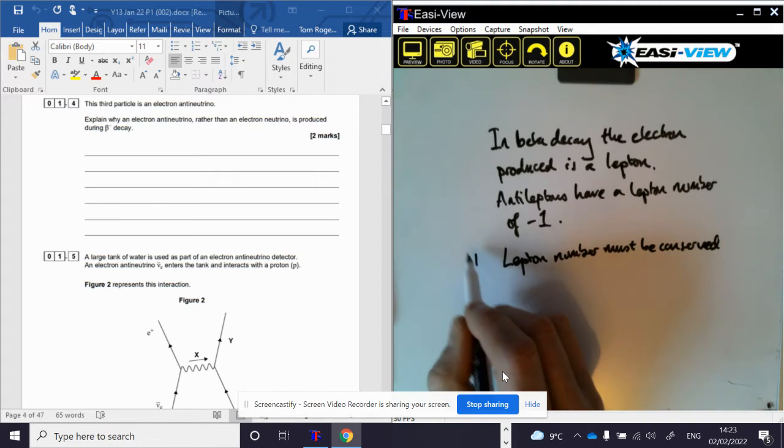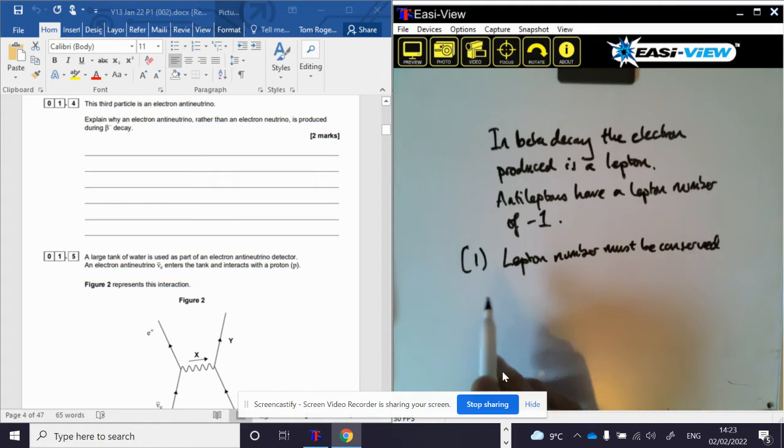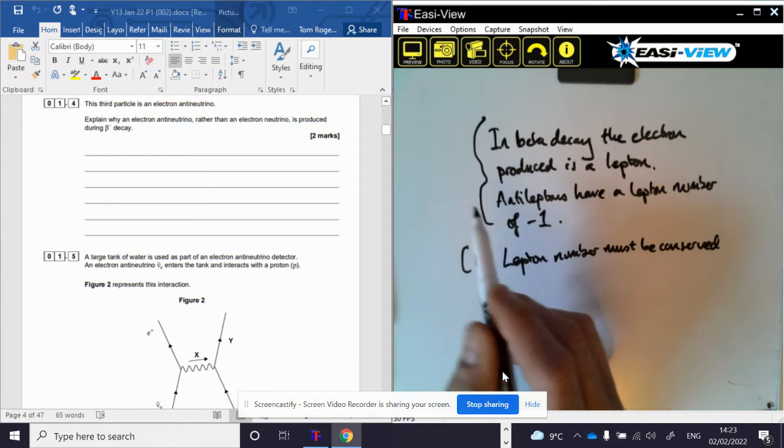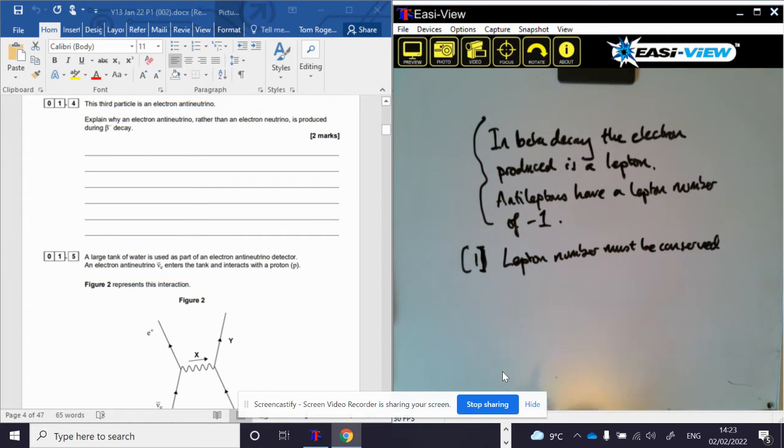So this statement, lepton number must be conserved, is required for one of the two marks. And then either of these two statements is good enough for the second, but you must have a statement about lepton number being conserved to score both marks in this one.